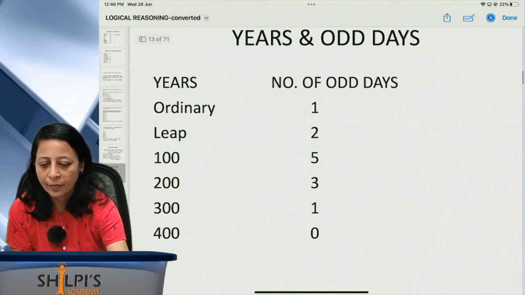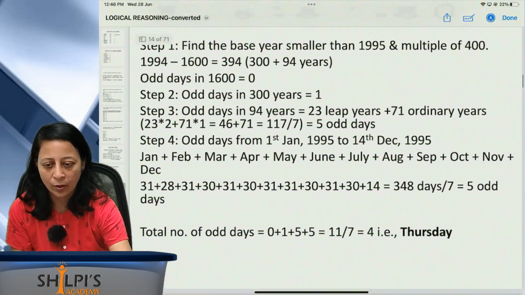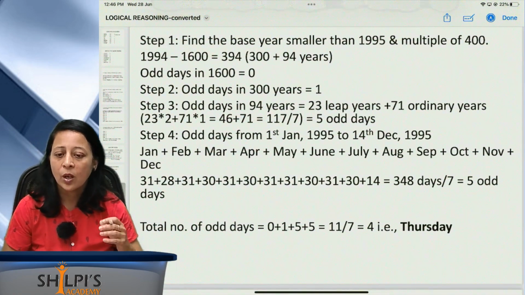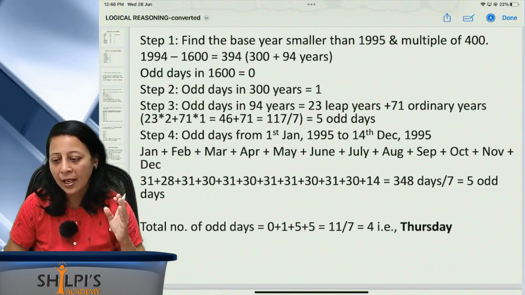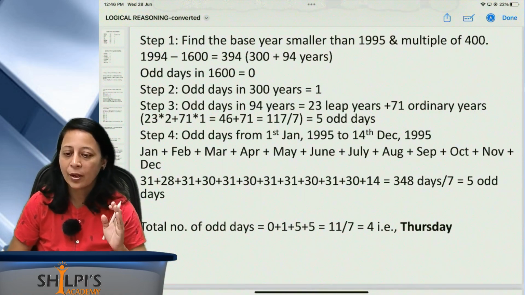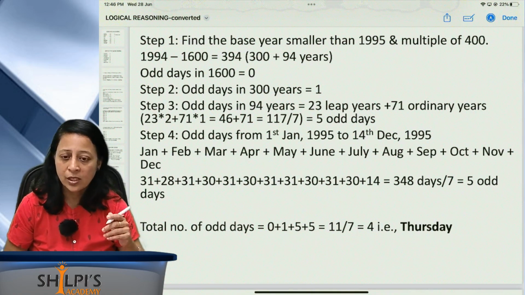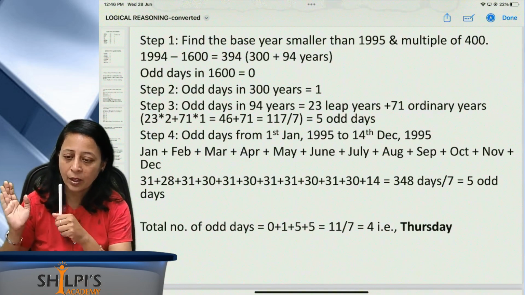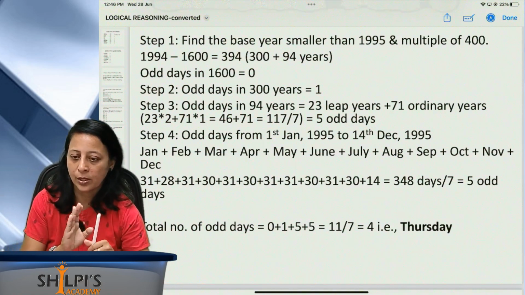In the same way, we are going to calculate again. So totally it is 46 plus 71, 117. Divide by 7, and you get 5 odd days. So this is for 94 years. We have done it for 300 years, and we have done it for 94 years.